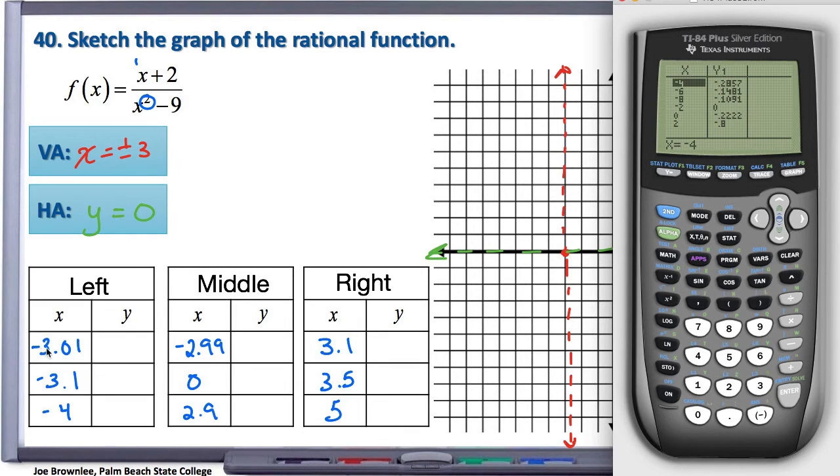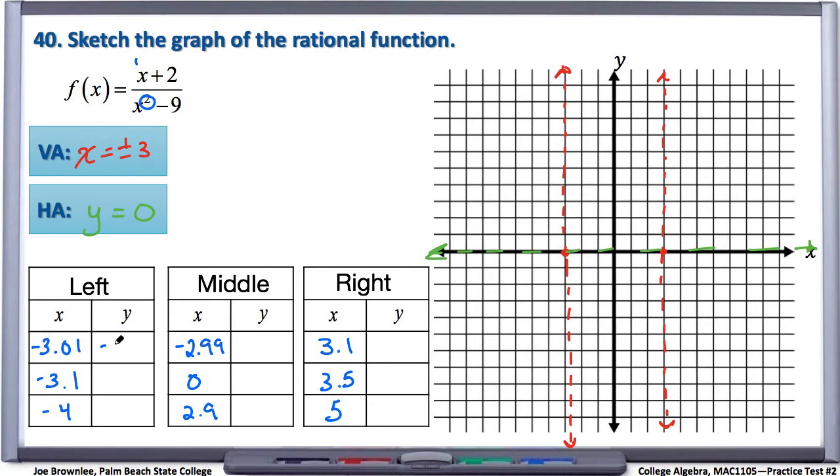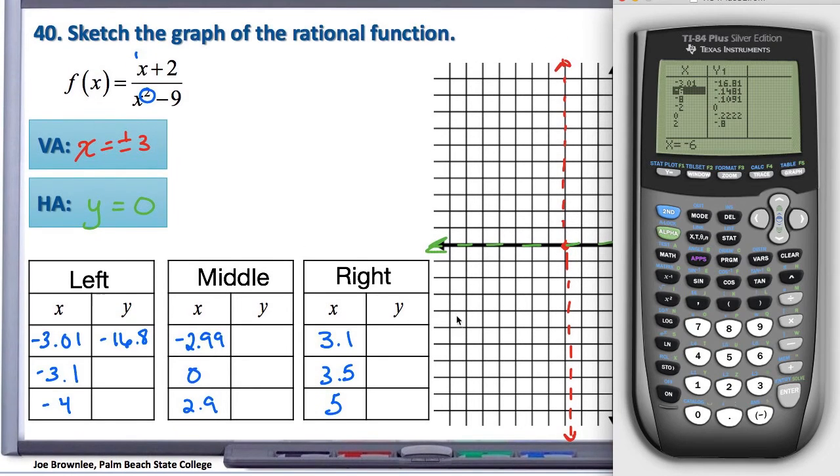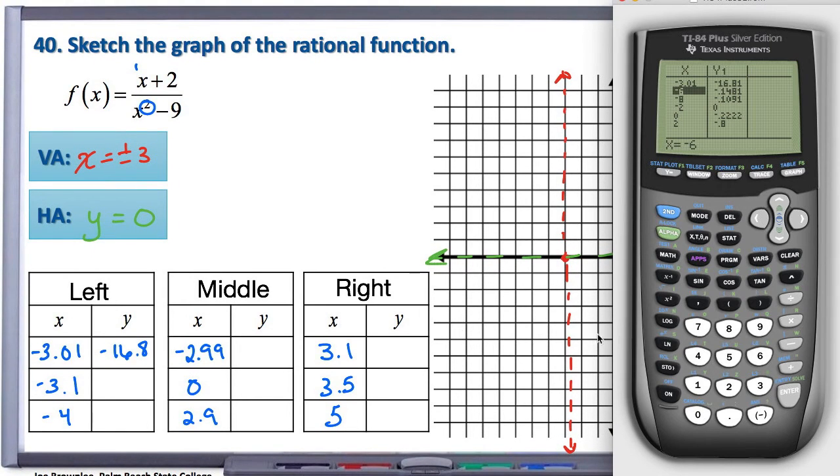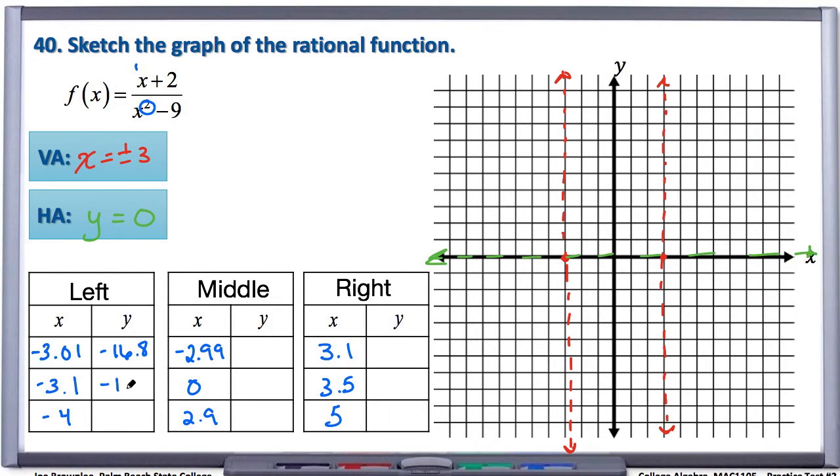You'll already have a list created by the calculator. All right, so let's see, negative 3.01 gives us negative 16.81. I'm gonna round here, so negative 16.8. Let's see, how about negative 3.1 gives us negative 1.8, so there we go.